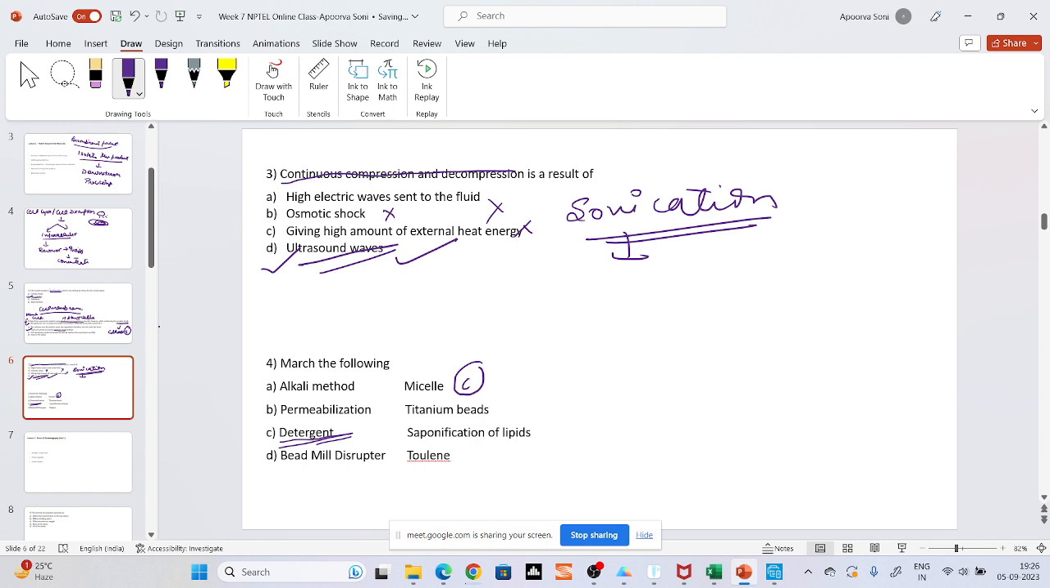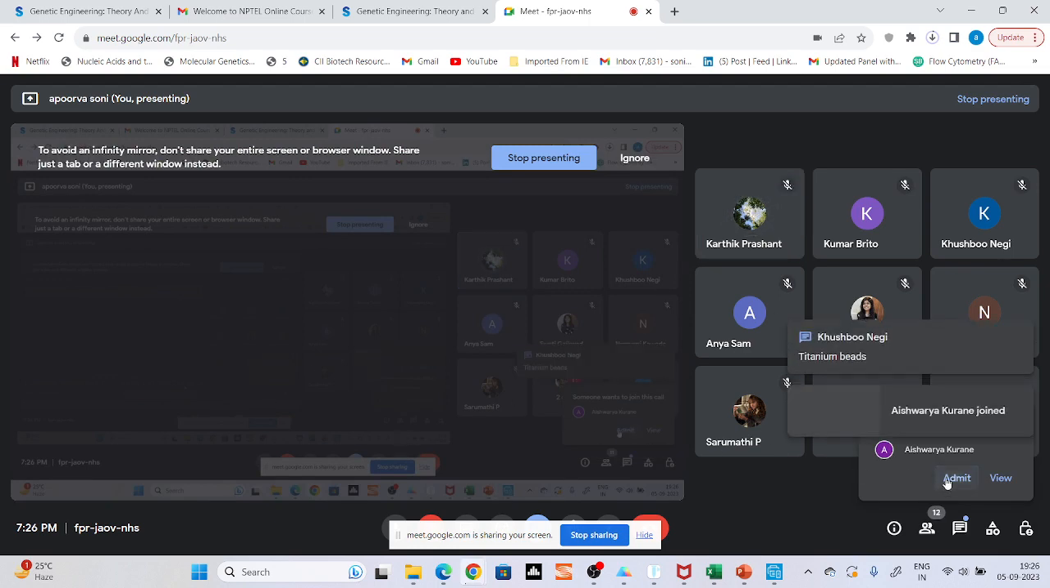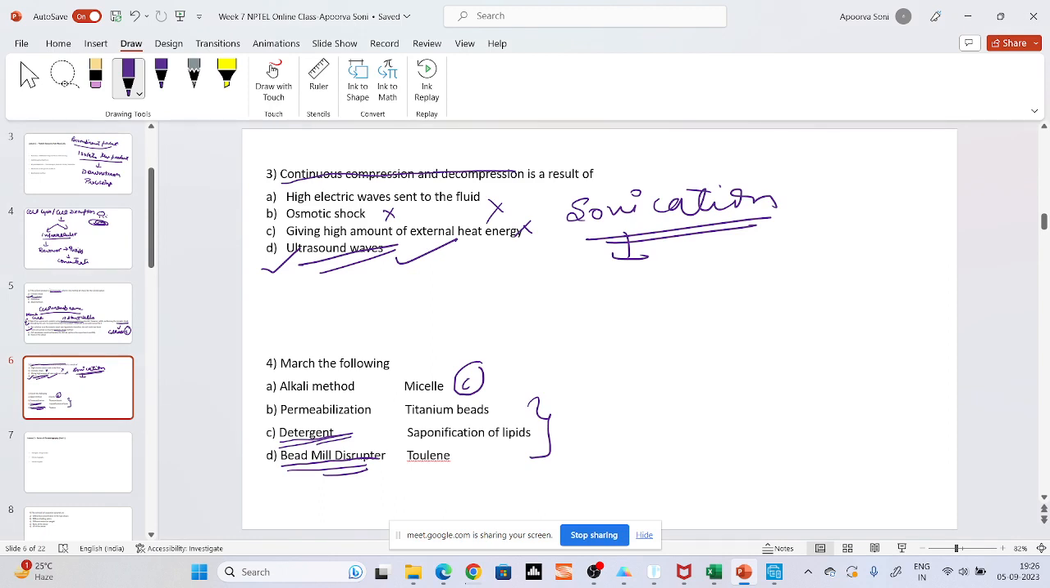Now, bead mill disruptor. What can be the options from here? What do you think it can be? Saponification, titanium beads, toluene, titanium beads. Yes, right. So bead mill disruptor will go to titanium beads, D. Now we are left with alkali methods and permeabilization. So alkali methods will lead to saponification of lipids, and permeabilization, it is toluene.